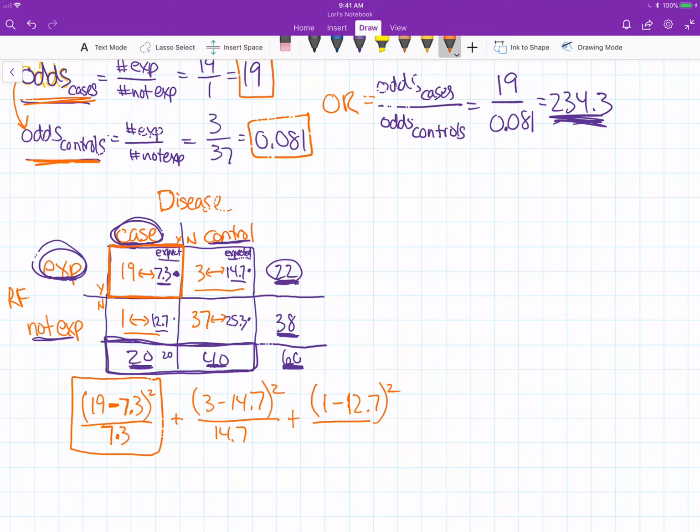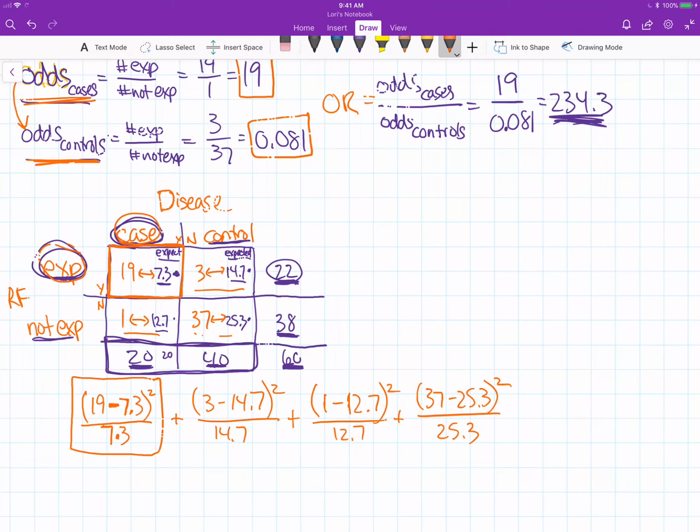0.7 squared divided by 12.7, and then also the bottom right, so 37 minus 25.3 squared, divided by 25.3. I hope I wrote all these down right. Somebody's going to tell me if I didn't. Now what that does is it gives me an idea of how far away collectively all of my actual counts are from what I expected they would be if there's no relationship between cases and exposure. If the exposure doesn't help me predict who the cases are, then there's no relationship between those two variables.